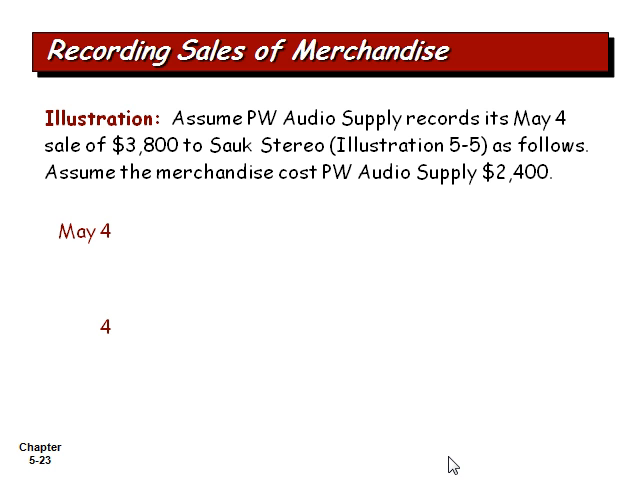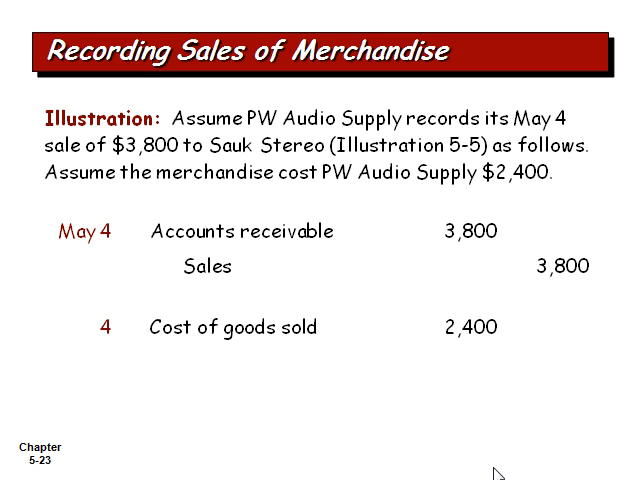So here's another example. Assume P&W Auto Supply records its May 4th sale of a $3,800 stock stereo as follows. And assume that the merchandise cost P&W Auto Supply $2,400. So we're flipping the side of what we've been looking at here. It's a debit to accounts receivable of $3,800, credit to sales of $3,800, debit to cost of goods sold for $2,400, and a credit to merchandise inventory for $2,400.